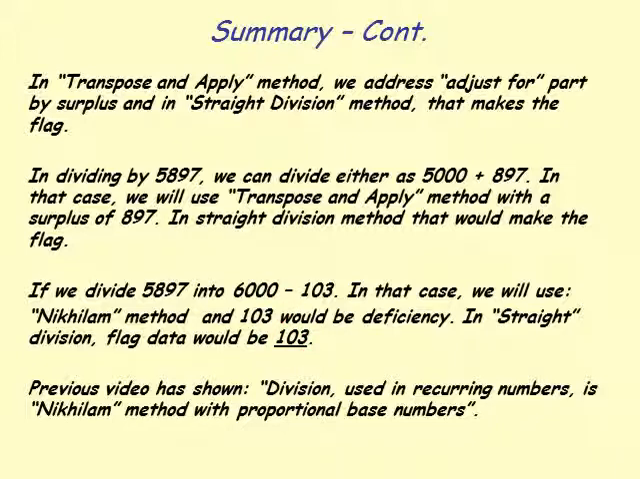And my Nikhilam division method has shown already that the division used in reckoning numbers is the Nikhilam method with proportional base numbers. So all the divisions are related, and they go by dividing in two parts and then dividing in two steps, first by the natural base number and then by the proportionality. Proportionality may be 1. Okay, let's continue.